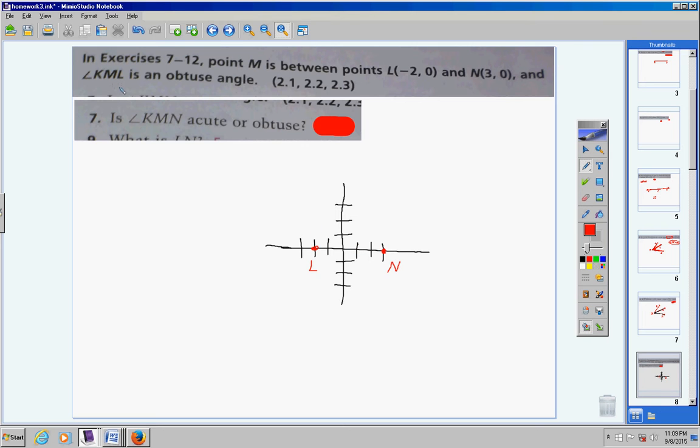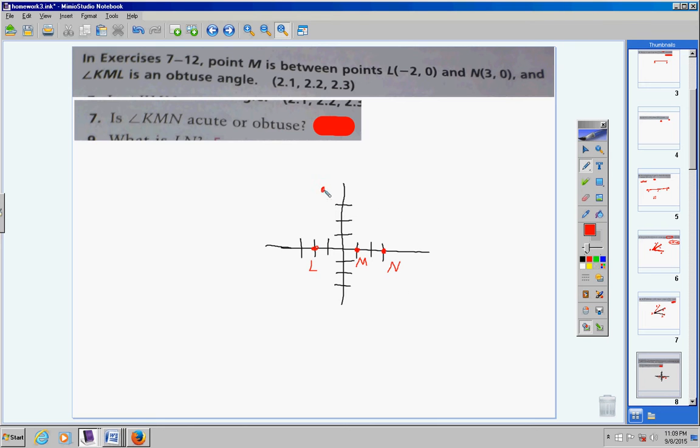KML is obtuse. So wherever I put M, let's just put M right here because I feel like it. There. M is between these points. Okay? Now, notice KML is obtuse. You say, Mr. Earhart, I don't see K. I don't either. Let's put it up there.